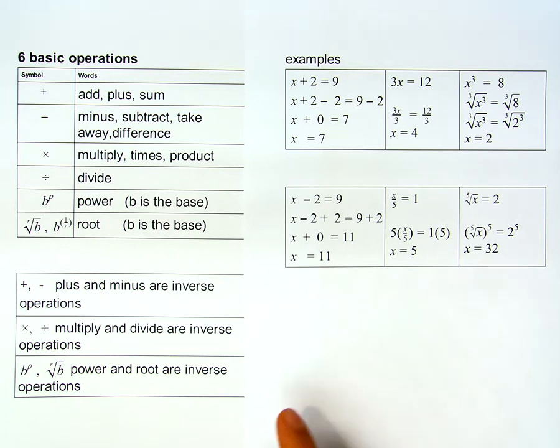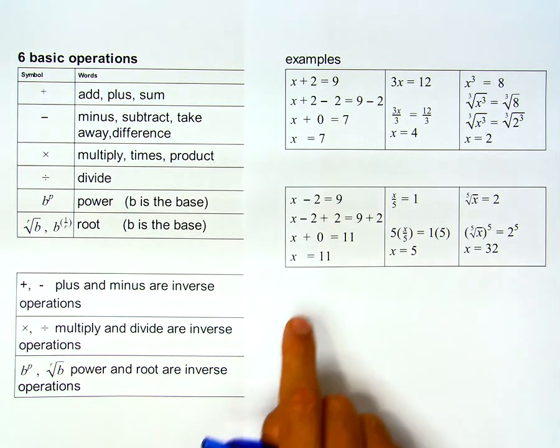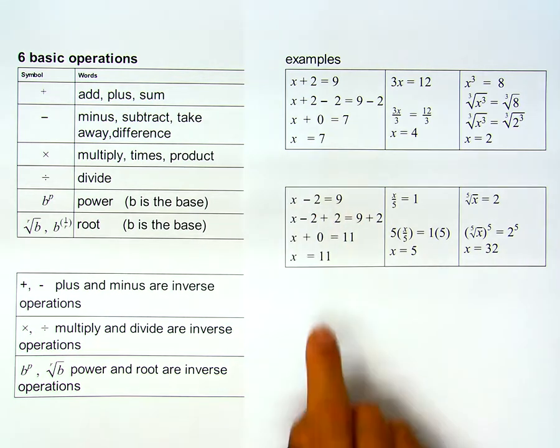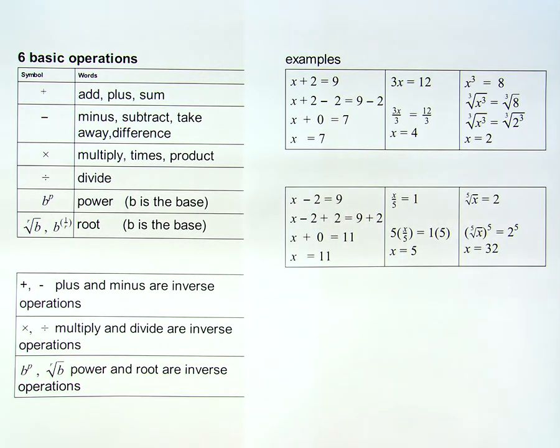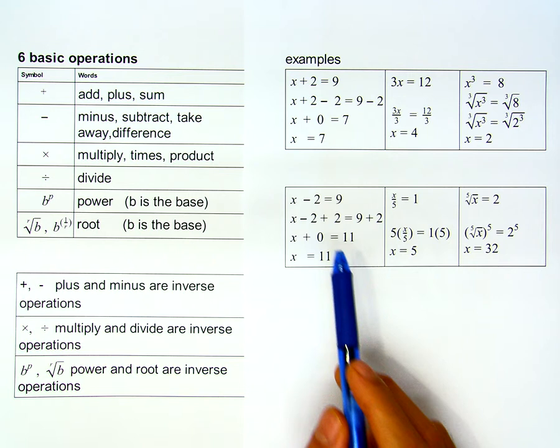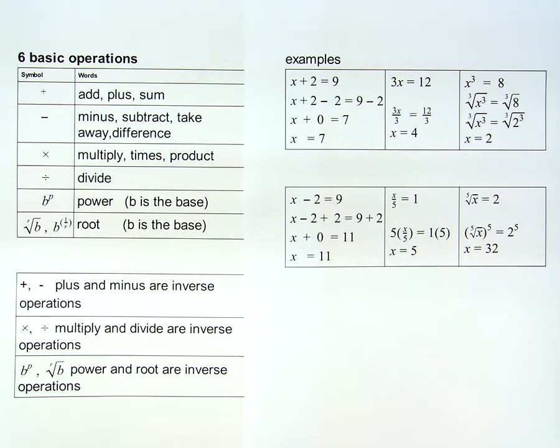Now down below, they're basically the same ideas, except this one I'm starting with minus. So I'm going to add 2 to both sides, and then I get x equals 11. This minus 2 and this plus 2 cancel to 0. X plus 0 is just x.